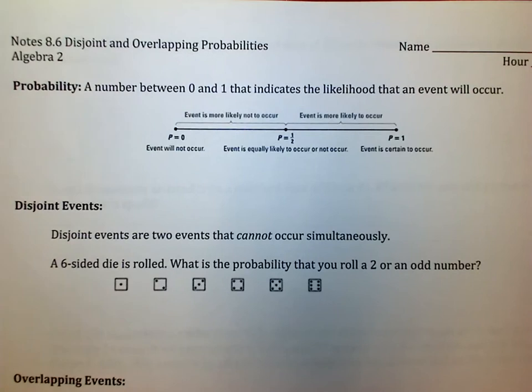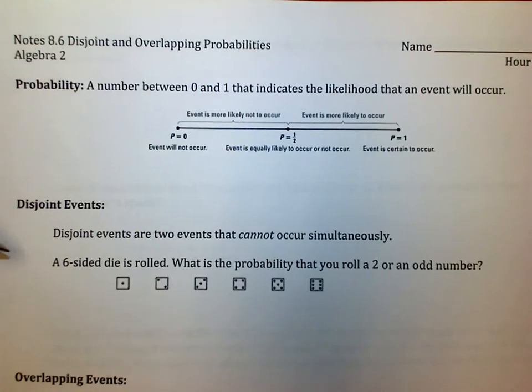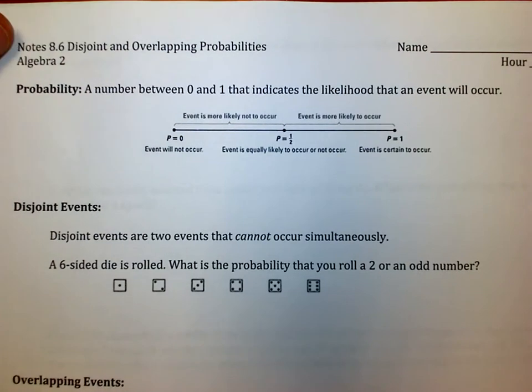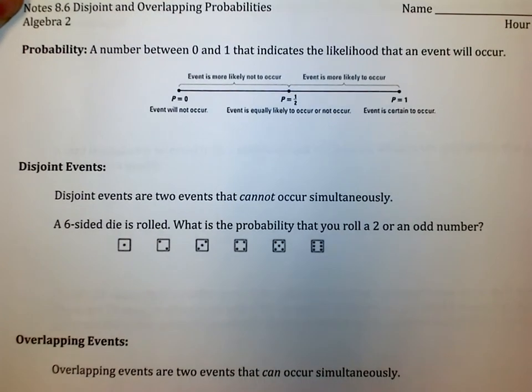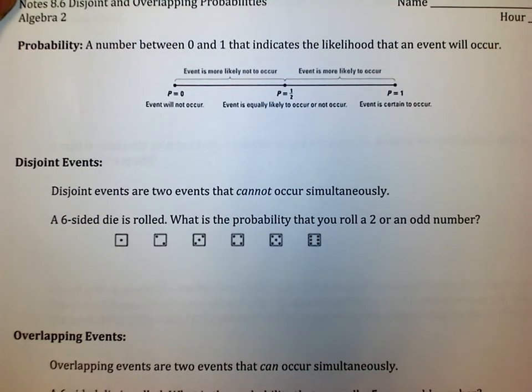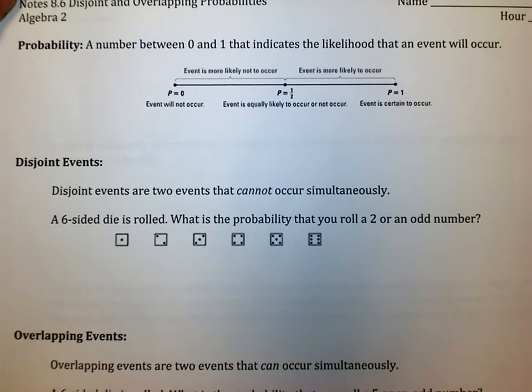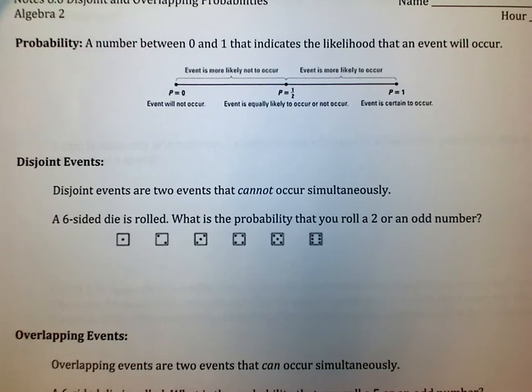Today we're going to talk about disjoint and overlapping events, and really what it means is we're going to use the or statement. What is the probability that either one thing or the other is going to happen? That's our focus today. Disjoint events are two events that cannot occur simultaneously. When I say that, I don't mean that I'm going to roll a die twice, or draw two cards, or do something twice. It really means that I'm looking at two possible outcomes, and those outcomes can't both happen at the same time.